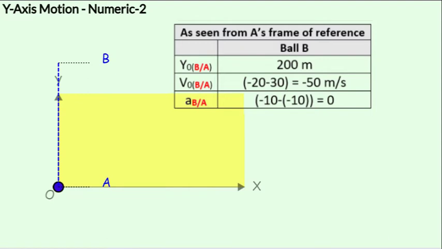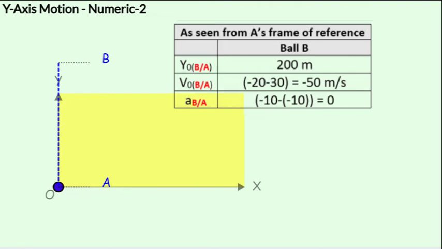Now we will have to put these values of B with respect to A into the equations of motion to find out the time required for A and B to meet. Without the use of pen and paper, let's think about what really happens from A's perspective. B is 200 meters away initially, and it is approaching A with a uniform speed of 50 meters per second. So we could solve it mentally and say that it should take 4 seconds for B to meet A.